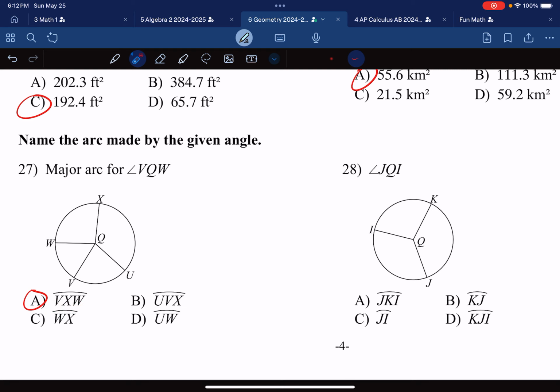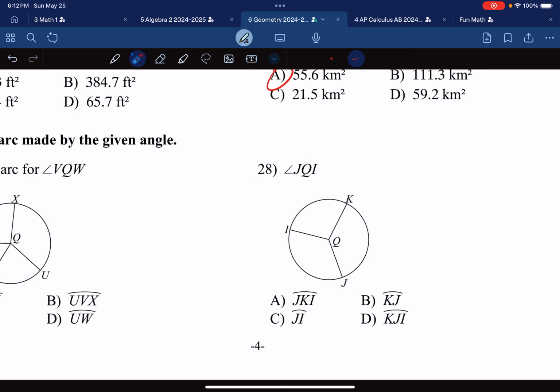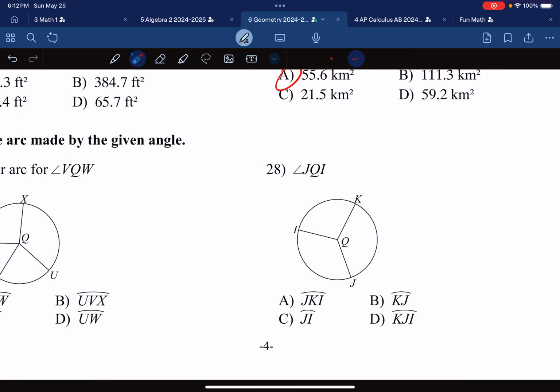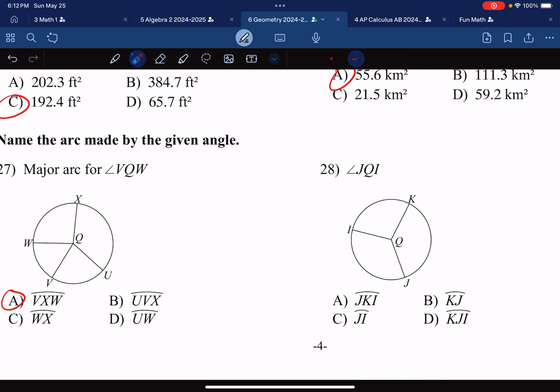They randomly chose X. Good enough for us. For number 28, we're looking for, this one said major arc. If you don't see the word major, you have to assume that it's the minor arc. So this is going to be the minor arc. So JQI, it's talking about this angle right here. And therefore the minor arc is going to be JI, and JI is just going to be option C.